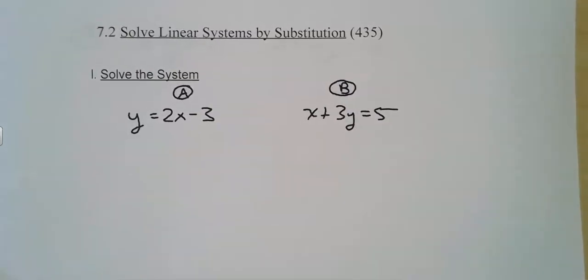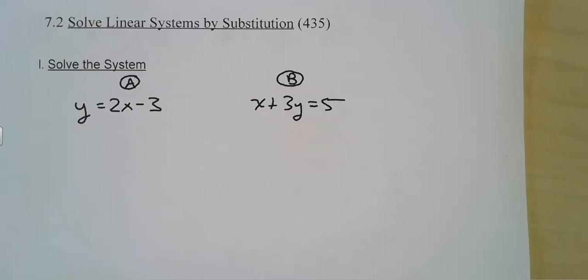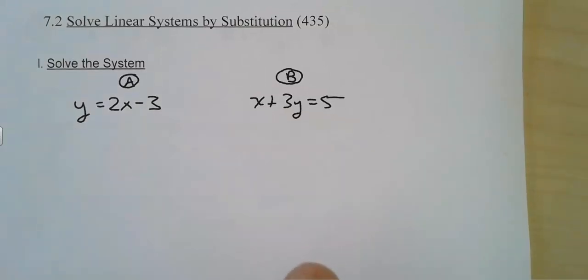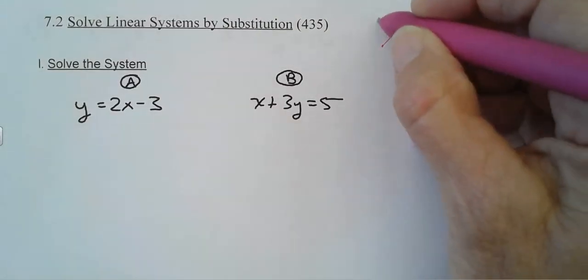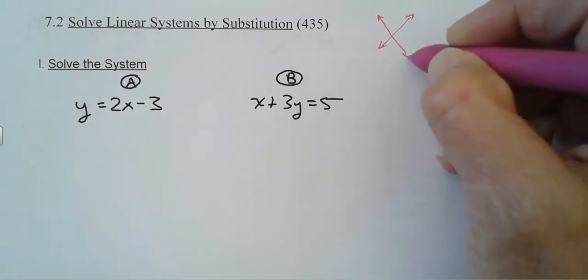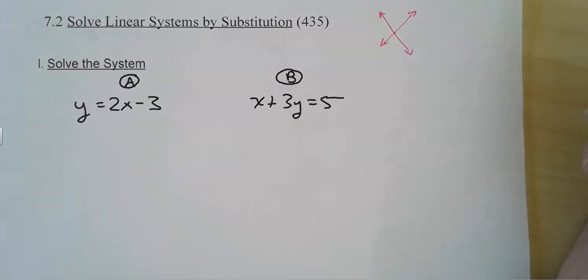Okay, welcome back to Algebra. We're in Chapter 7.2, Solving Linear Systems by Substitution today. And yesterday we graphed to solve systems, so we know that the solution of a system is where usually the two lines of the system intersect. That point is the solution for the system.